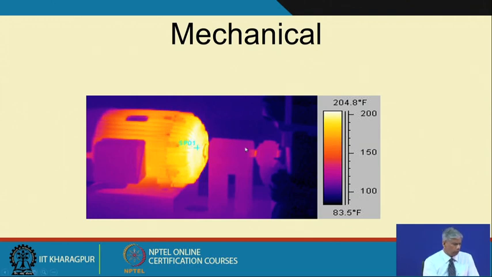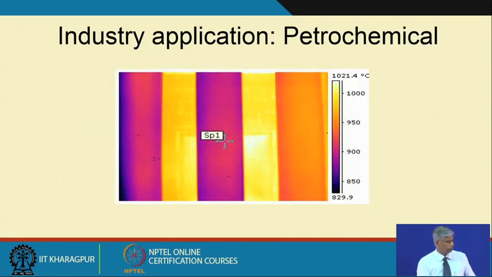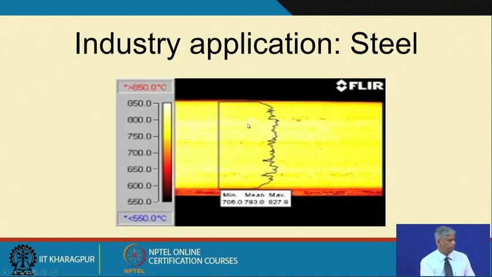A motor, electrical motor, okay, driving some unit, there is a high temperature here, close to 200 degrees Celsius. Very easily we can measure from a distance that something is wrong at this end of the electrical motor. Okay. In petrochemical, if there is a variation in the temperature, you can see in any applications what the temperature is. Application in steel mills, rolling mills, we can measure through infrared temperatures.